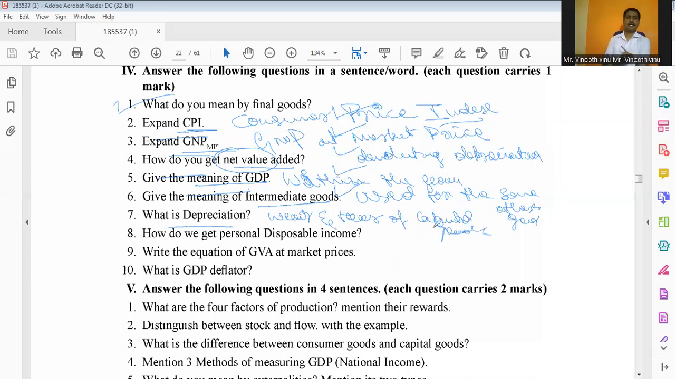Okay, next, how do you get personal disposable income? We have to deduct all personal taxes from personal income. Personal income minus all personal taxes is equal to personal disposable income. Okay, next, GVA at market price.